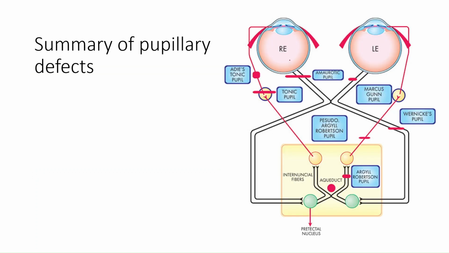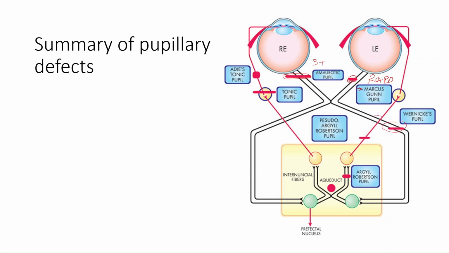So let us summarize the pupillary defects. A lesion along the optic nerve of one eye, if total, causes an amaurotic pupil. An amaurotic pupil is nothing but a grade 3 RAPD. In the sense, there is no constriction at all. Total APD is also known as amaurotic pupil because the eye is blind. If the lesion is here, there is only partial affection of the afferent pathway, and this is known as Marcus Gunn pupil or an RAPD. So it is still relative. There is some constriction, but it is lesser.